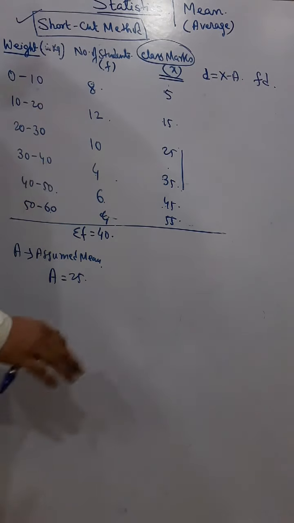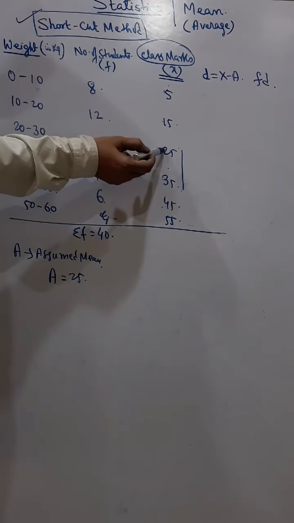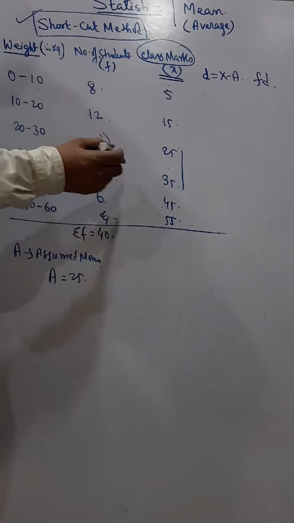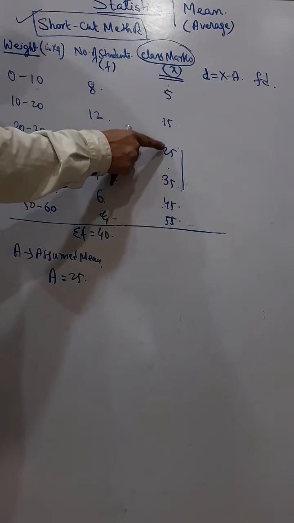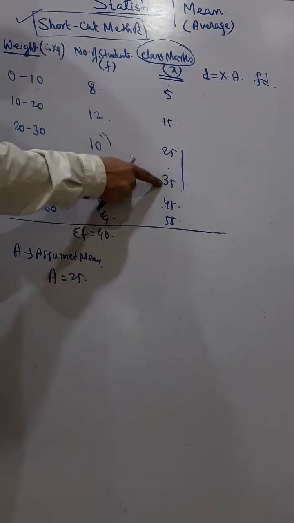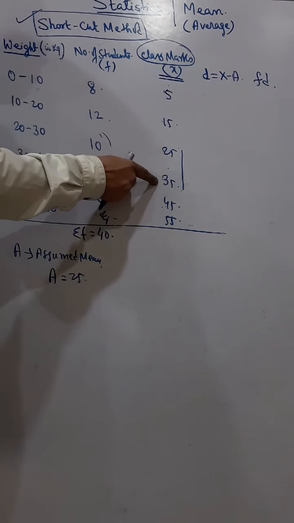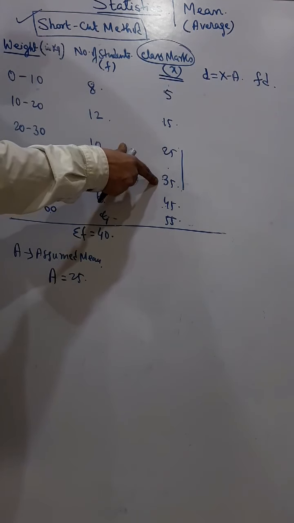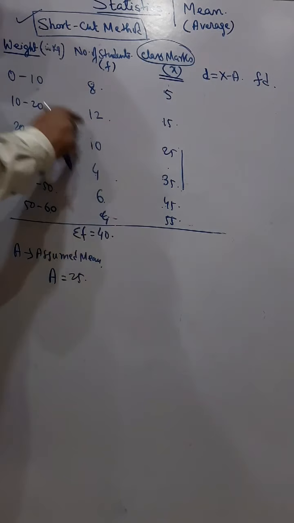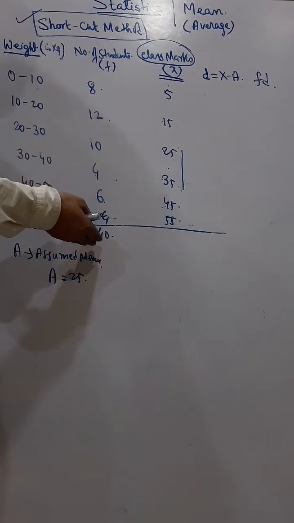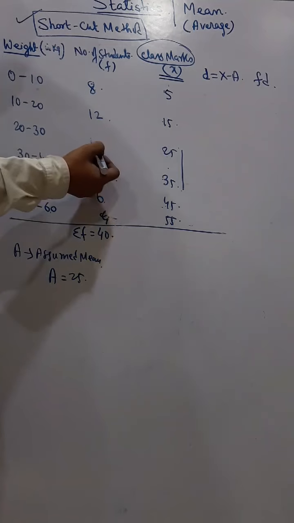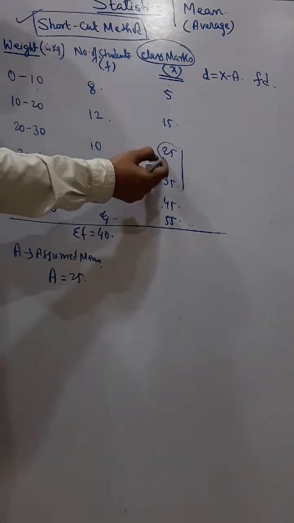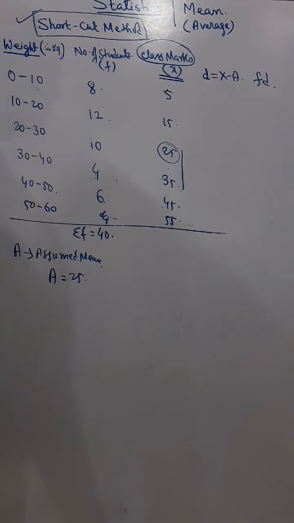It is always better to take the assumed mean whose frequency is higher. So when I have to opt for either 25 or 35 as an assumed mean, it is better to take the value with the higher frequency. In this case the frequency of 25 is 10 and the frequency of 35 is 4, so I will take the assumed mean as 25.